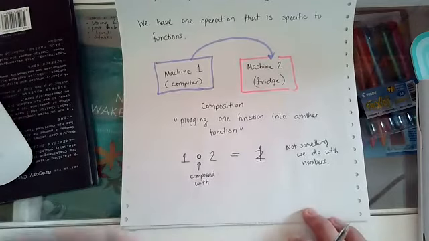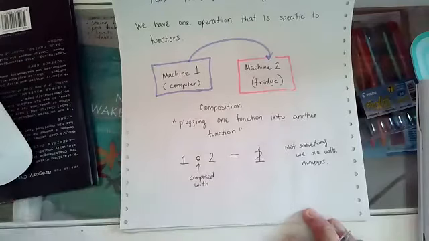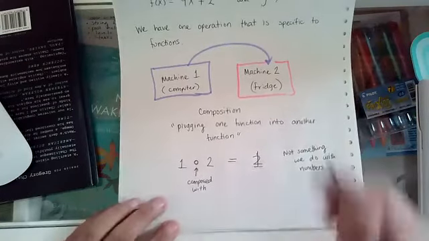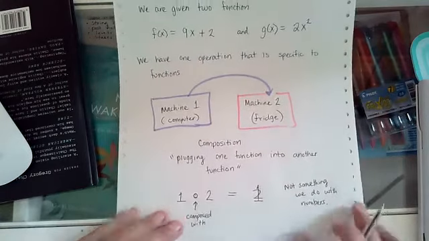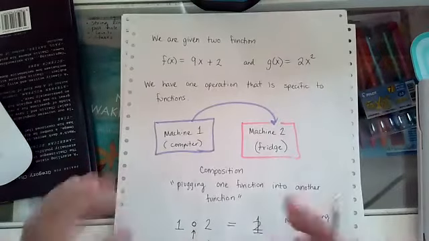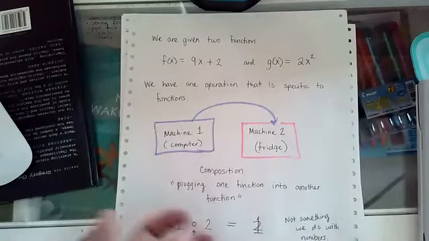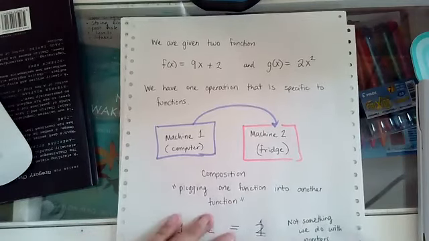But this idea of taking a machine like a computer and plugging it into a fridge to get some more modern, fancy machine, that is an operation that we can do in the real world. And that's something that we can do with these two functions that I've given you here, because functions take input values. Those input values don't have to be numbers. They could be other functions.